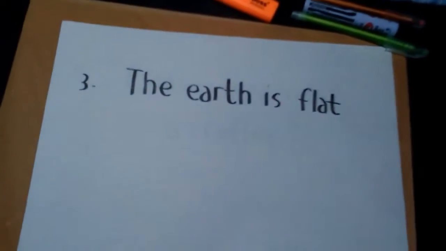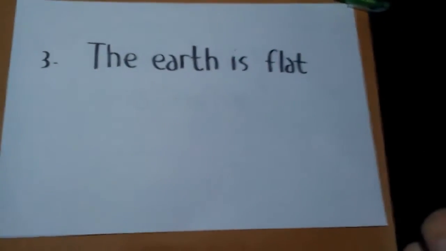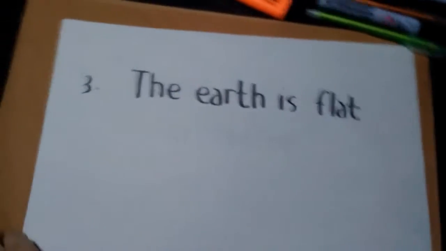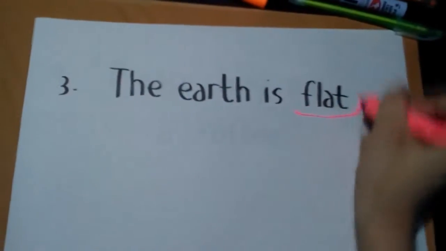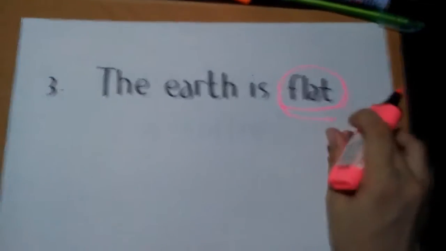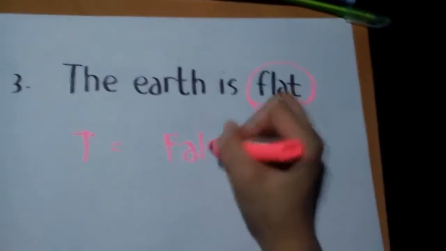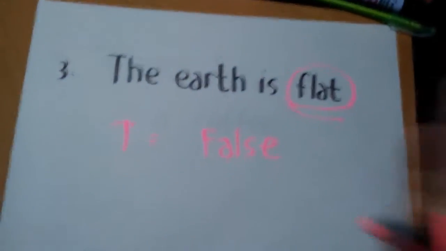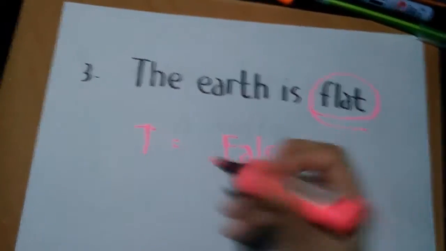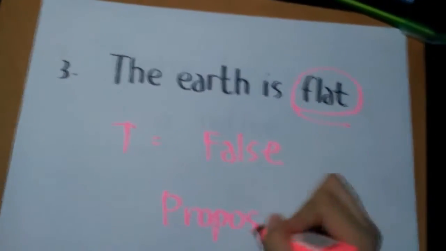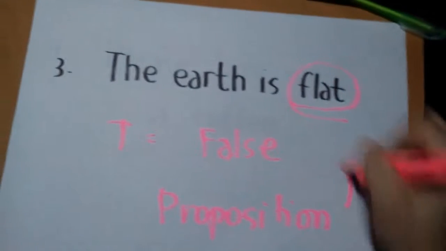So let's go on to our third example. The third example is the earth is flat. So you can now understand the statement. The earth is flat came from the word itself, flat. This statement is not a universal truth because the truth value is false. We are aware that the earth is not flat, so we consider this a proposition, but the truth value is false. Let's go to our fourth example.